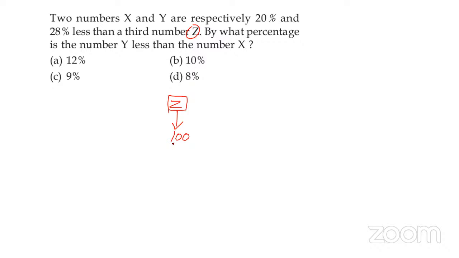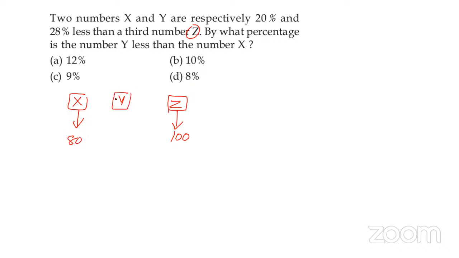So I'm assuming Z is equal to 100. Now I can clearly say what's the value of X and Y. So what's the value of X? X is nothing but 20% less than Z. That is, 20% of 100 is 20. 20 less than that, so clearly we can say it's 80.